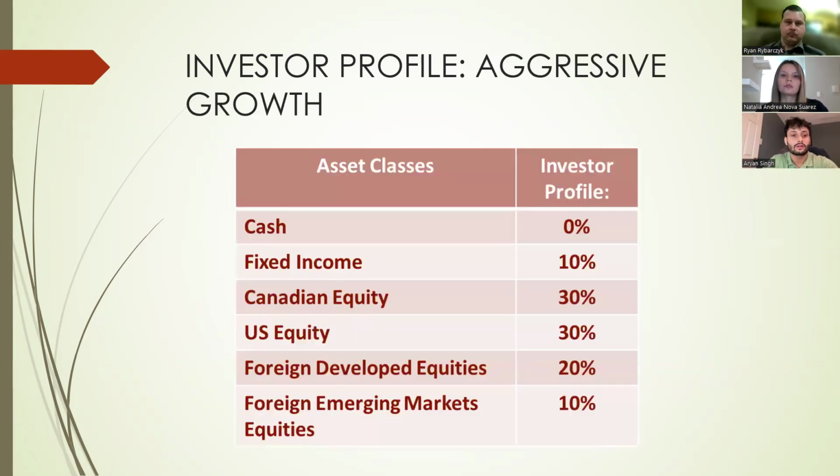Based on the answers we received, your investor profile is aggressive growth. So we need to rebalance your current portfolio according to this new asset mix, which is cash at 0%, fixed income at 10%, Canadian equity 30%, US 30%, foreign developed equities 20%, and foreign emerging markets at 10%.